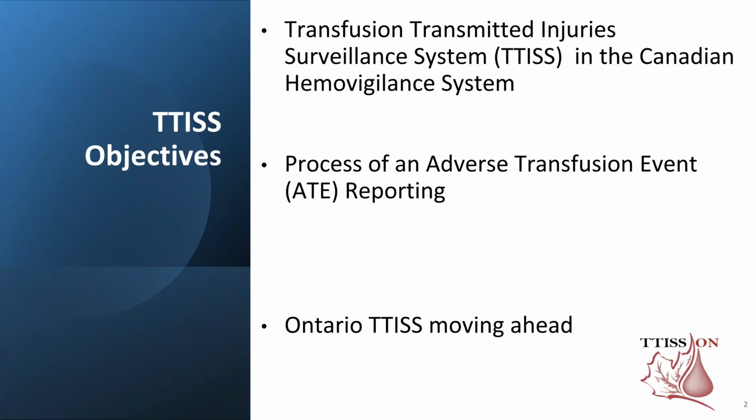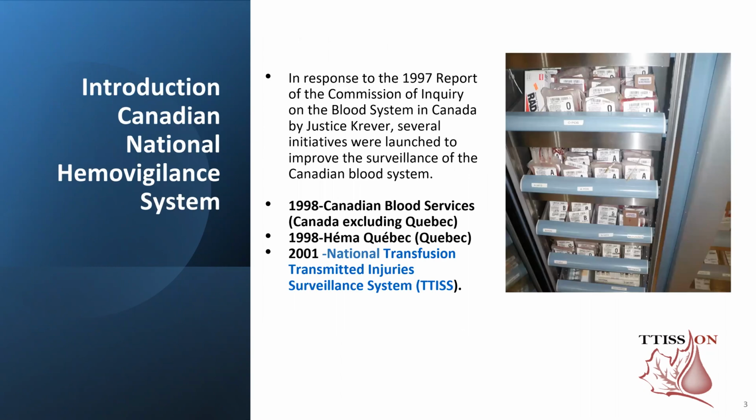So in response to the 1997 report of the Commission of Inquiry on the Blood System in Canada by Justice Krever, several initiatives were launched to improve the surveillance of the Canadian blood system. This involved the creation of Canadian Blood Services in Canada, excluding Quebec, and Hema-Quebec. And in 2001, the National Transfusion Transmitted Injuries Surveillance System.